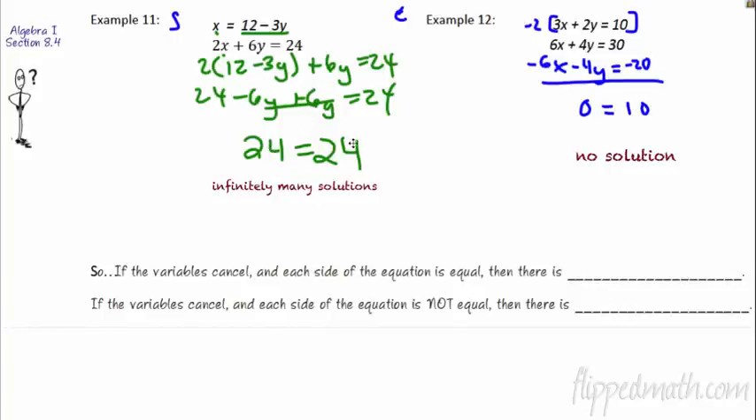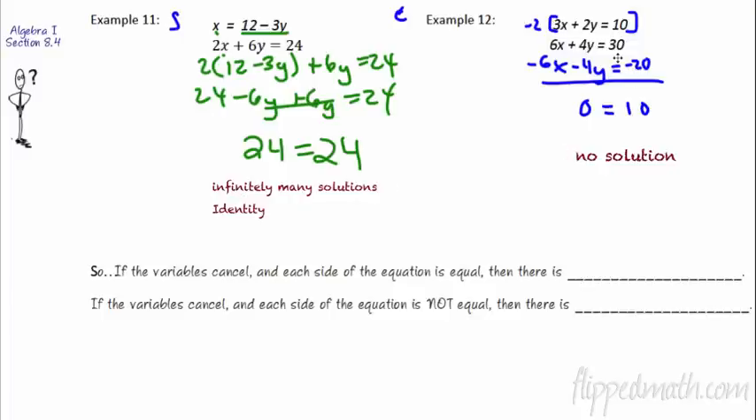When does 24 equal 24? It always does. Okay, this is called infinitely many solutions. You can also call it an identity. Okay, identity. We did that in Algebra 1. We called it identity. But it could be either one. All right, that's when they're all the same after the variables cancel out. 24 always equals 24, so that's an identity or infinitely many solutions.